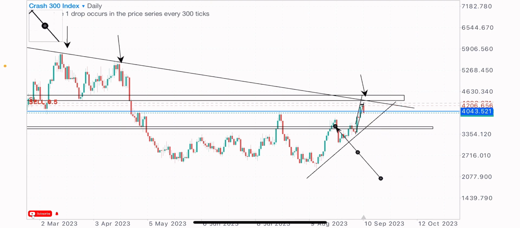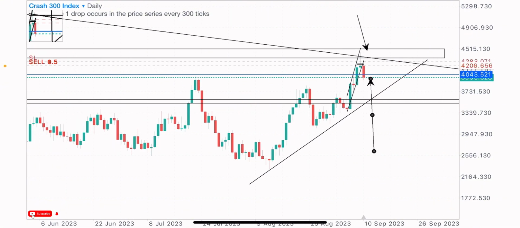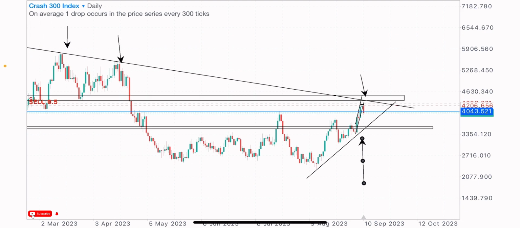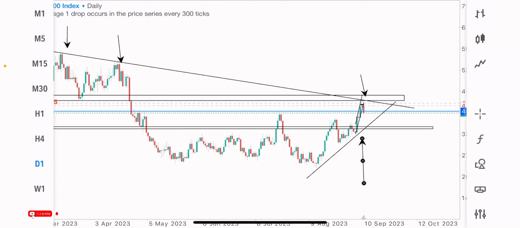So likely to get the market reject from this level for possible buys in the coming days and crash 300 index. So long-term sells expected. That's how I took my sells basically on this index, working with market price action, identifying the market key levels and zones, identifying the market trend, and you can see moving in good profit.